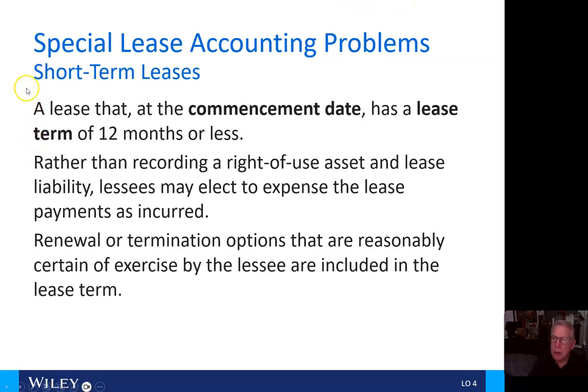So, short-term leases. A lease that at the commencement date has a lease term of 12 months or less would define a short-term lease. Rather than recording a right of use asset and a lease liability, lessees may elect to expense the lease payments as incurred. Renewal or termination options that are reasonably certain of exercise by the lessee are included in the lease term.